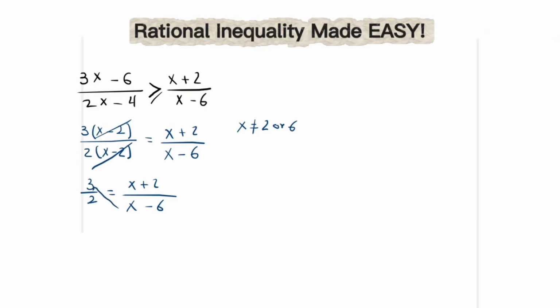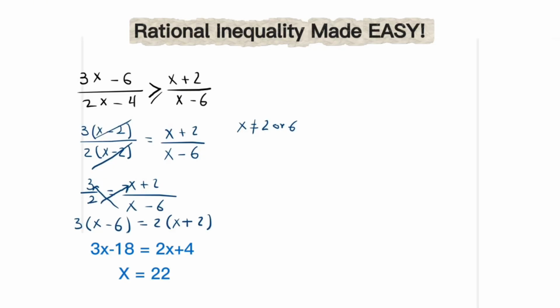Now this is just a simple rational expression that we're going to solve by cross multiplying, and we're going to have 3 brackets x minus 6 equals 2 brackets x plus 2. We'll have 3x minus 18 equals 2x plus 4. And now if we solve this, moving the 2x to the other side and moving the negative 18 to the right side, we'll end up with x equals 22.